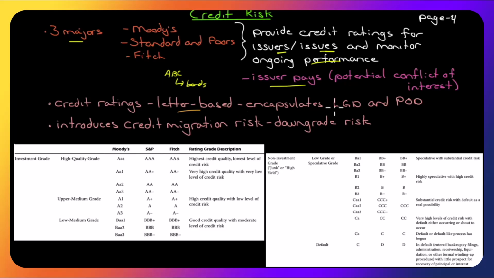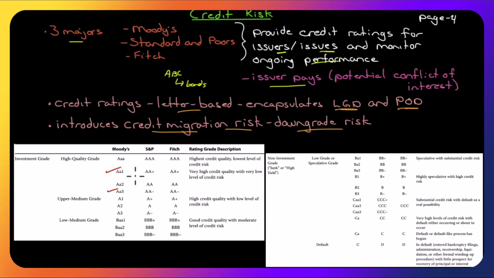Credit ratings are letter-based, and they encapsulate both loss given default and probability of default. And if you have credit ratings and you have very little default risk, you still have some credit risk called credit migration risk. This is the risk of a downgrade. So you are rated AA or AA plus. I put a check mark there, so I'll go with that. You're rated AA plus, and you have a downgrade to a AA minus. Well, your credit spread is going to widen, which means if you then introduce new debt after that downgrade, it's going to have to go out at a higher cost.